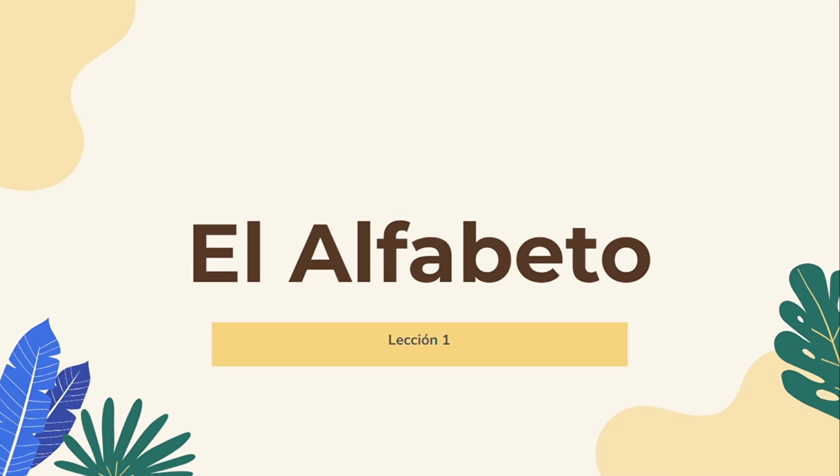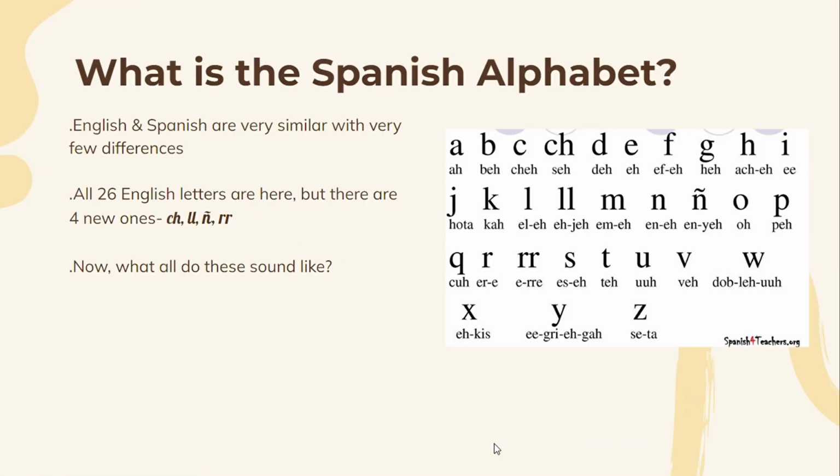This is the first lesson of Spanish. This is the alphabet. So what is the Spanish alphabet? It's actually pretty similar to the English one, but there are a few minor differences here. All the original English letters return, but we have 4 new ones. We have che, eye, ñ, and r. And let's see what all of these sound like in Spanish.